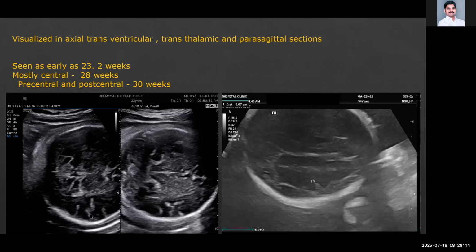So the precentral, postcentral, and central sulcus run parallel to each other. This is the precentral sulcus, this is the central, and this is the postcentral. This is at 35 weeks of gestation where all the sulci are formed. This is at 28 weeks of gestation where the central sulcus alone is formed.